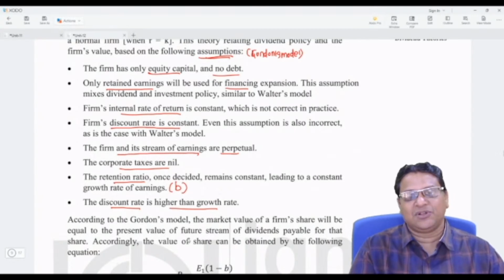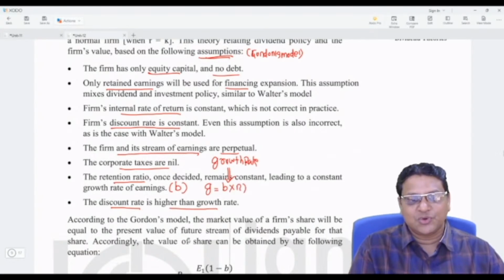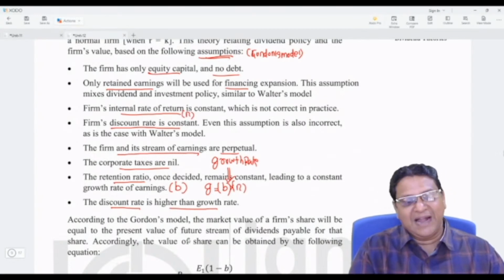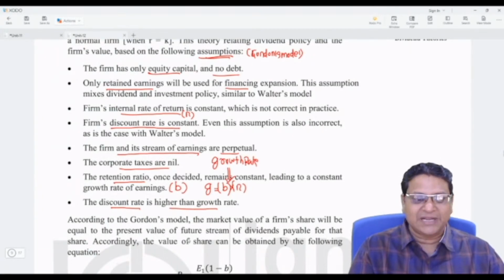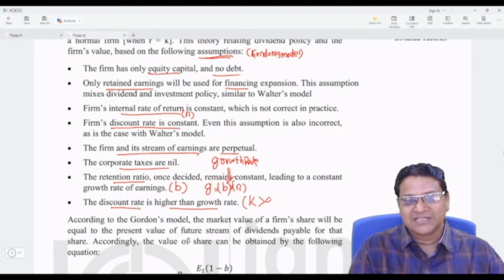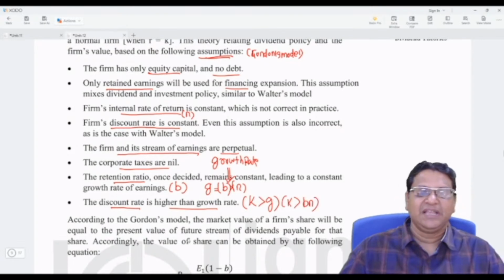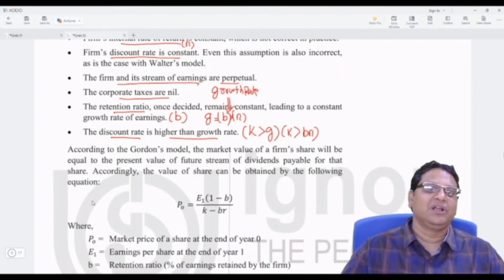Now another concept is the growth rate. What is the growth rate? In Gordon's model, growth rate is G. G is equal to B into R. So what is B? What is R? B means retention ratio. R means internal rate of return. R is constant, B is constant, so G is constant. And the last assumption is that the discount rate K is greater than the growth rate G, or K is greater than BR. These are the assumptions of Gordon's model.